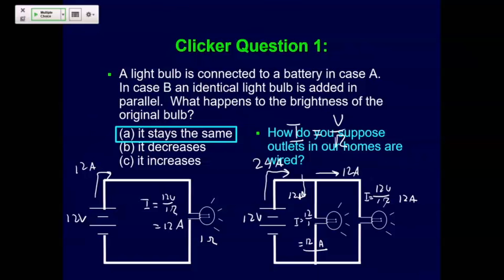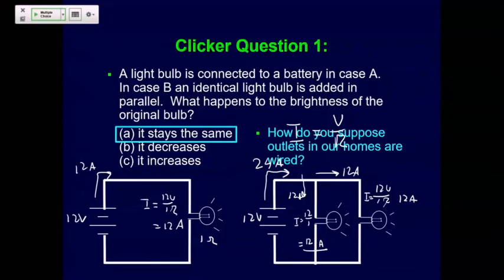Do you think the outlets in your homes are wired in parallel, or are they wired in series? What's your guess? Parallel, right? If they're wired in series, every time you turned a lamp on, everything in your house would get dimmer, right? So in parallel, if you turn an extra lamp on, things will dim for a second, but that's just the power keeping up with everything.